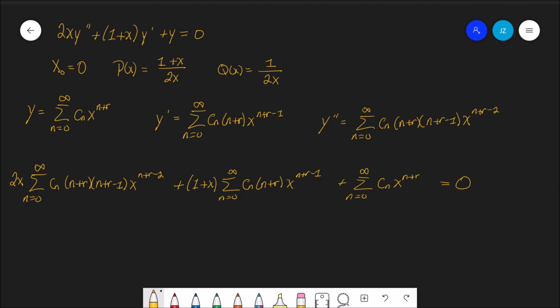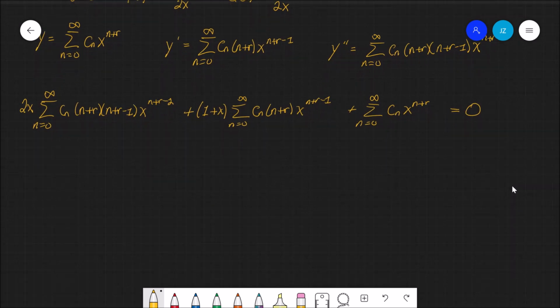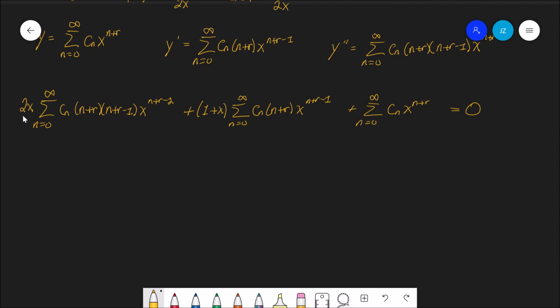And that has to equal 0. What we're going to do now is algebraically simplify this. So we're going to distribute this 2x into the first summation. We'll split the second summation into 2 by distributing the 1 in, and then by distributing the x in.